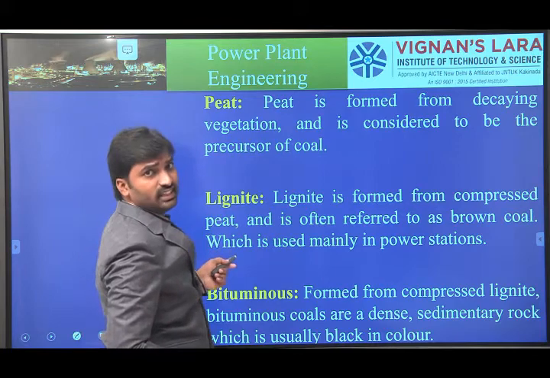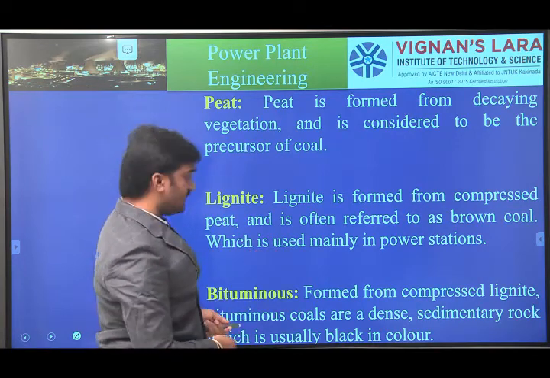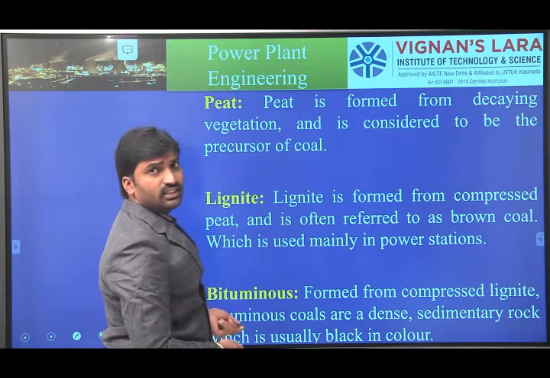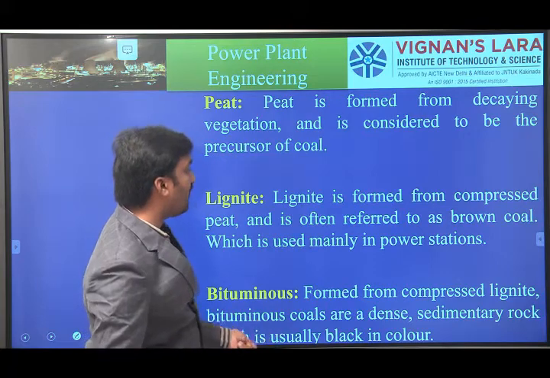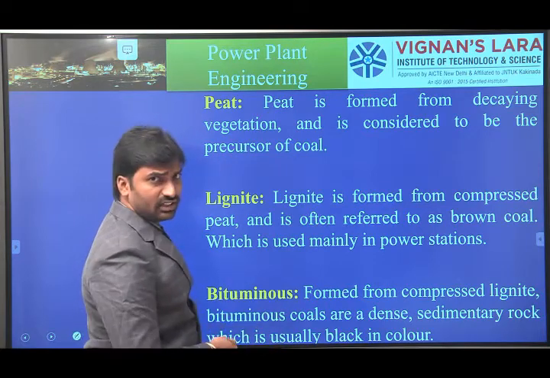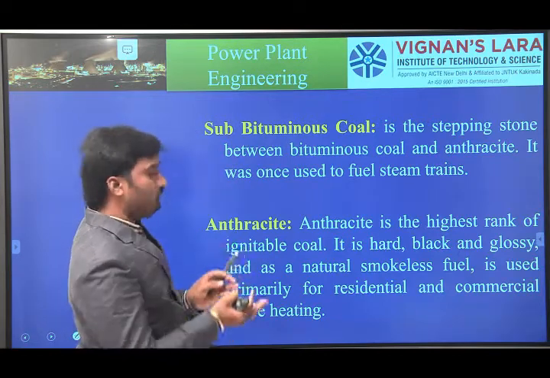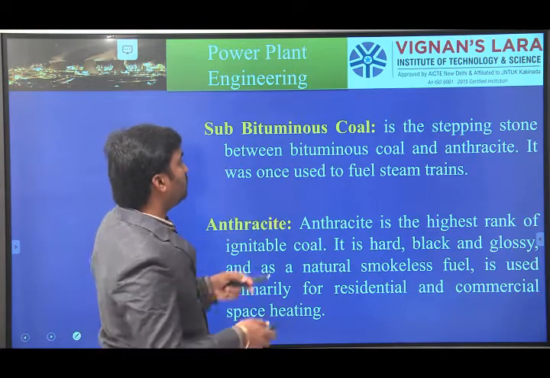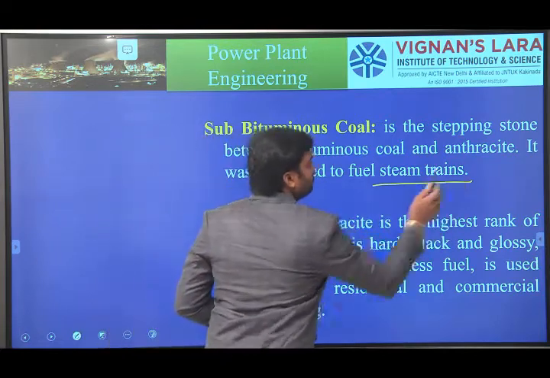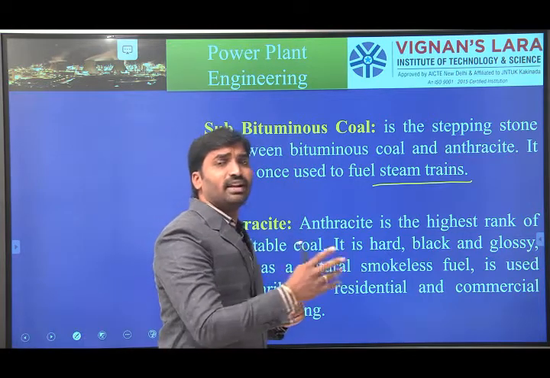After the peat stage comes the lignite stage. After the lignite stage comes the bituminous. Generally bituminous is black or dark brown in color. Subbituminous is the stage between bituminous and anthracite, and generally we use it for steam turbines. And anthracite is the best coal. It has a high carbon content.